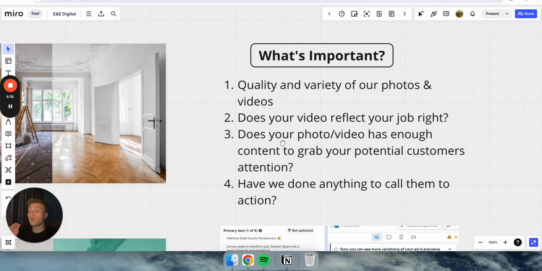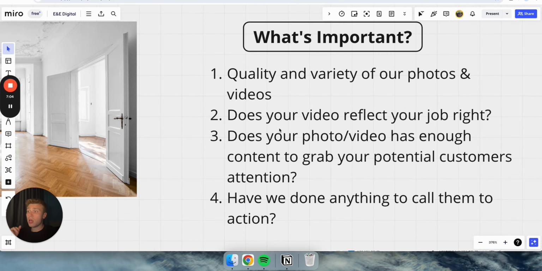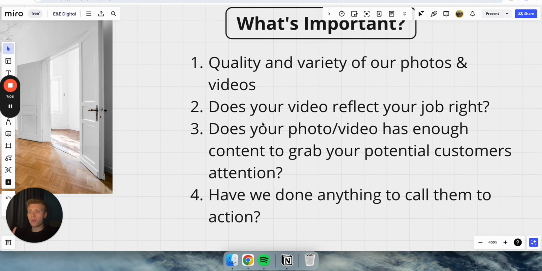Apart from that, your videos need to reflect your job, right? So we always just analyze the videos we get and we're just filtering all the time. Apart from that, we need to know, does your photo or video have enough content to grab your lead's attention? Because they're just going to be scrolling down all the time and you need to grab their attention in the first place. Maybe they already saw 10 or 20 different painting videos, but our video needs to grab their attention, right? So it's so important.